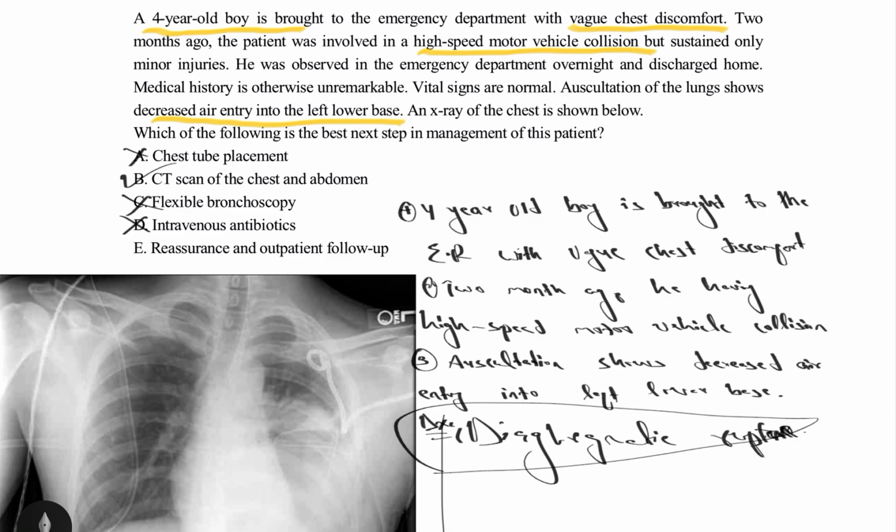Choice D, intravenous antibiotic. Pneumonia is unlikely in the absence of fever and with a chest X-ray showing no infiltrate, therefore intravenous antibiotics are not required. Choice E. Delayed diagnosis can increase the risk of hernia formation and bowel strangulation, which can be fatal. Thank you.